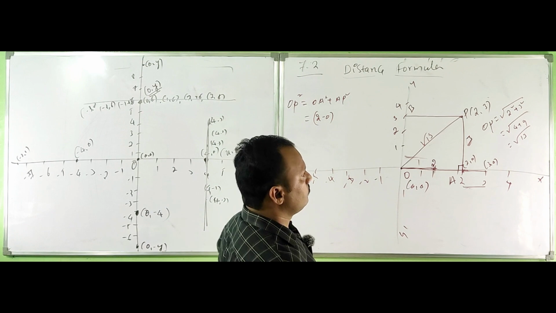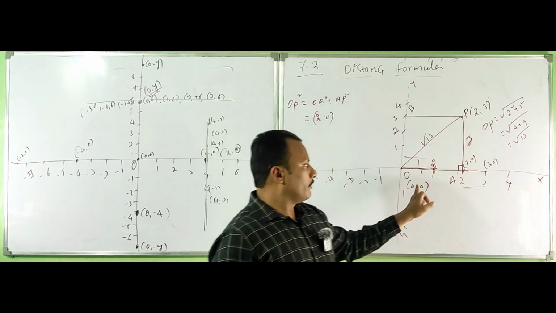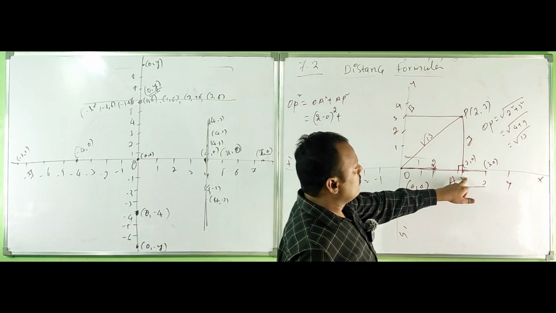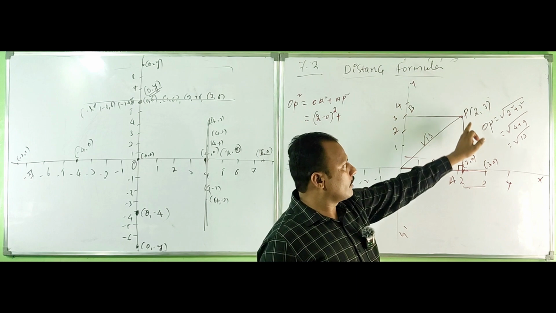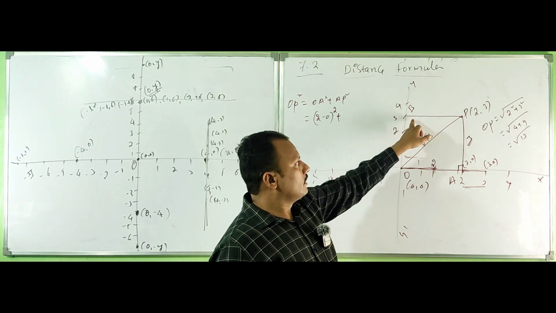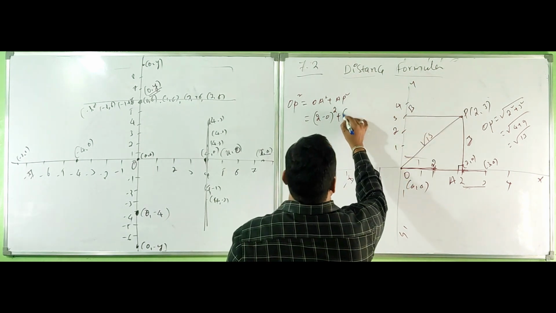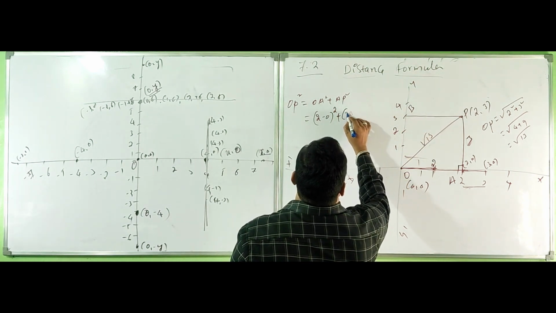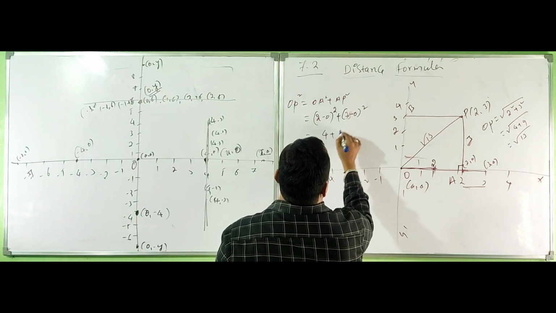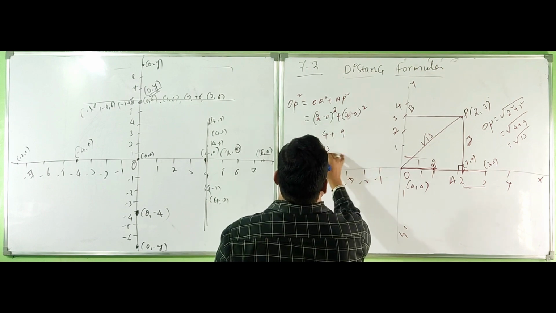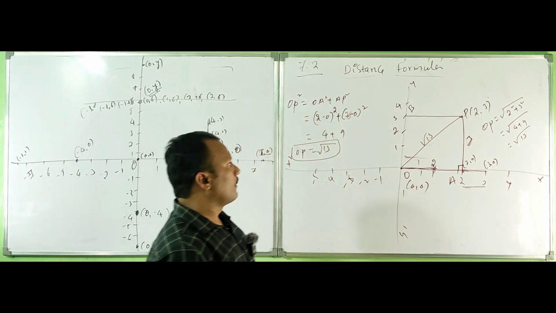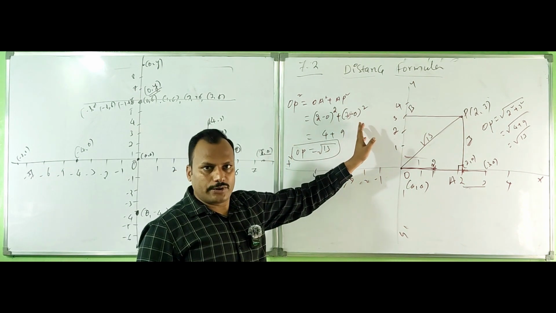That is the x distance. 2 minus 0 whole square plus what is AP here? AP square, we can write 3 minus 0, the distance of AP, 3 minus 0 whole square. This becomes 4 plus 9, which is 13. Therefore, OP is equal to the square root of 13. This is the method we are going to use.